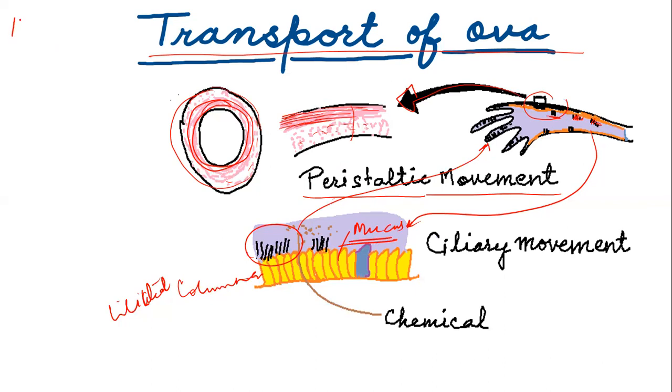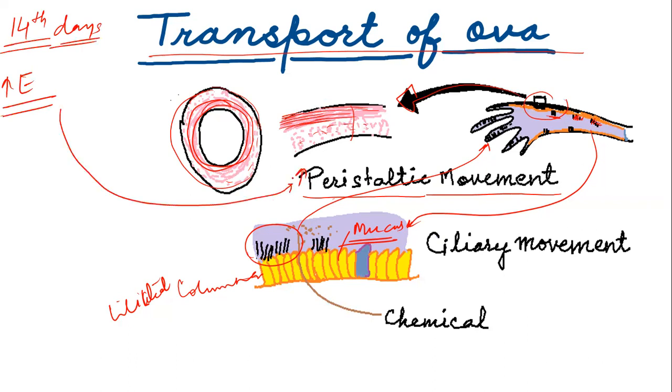Now, ova is released on the 14th day of the menstrual cycle, and around this time there is a high level of estrogen. Because of this high estrogen, the peristaltic movement increases, and because of this increased peristaltic movement, the fimbria become more active. Because of that, the releasing ova is easily picked up by the fimbria. The second thing is, under the influence of estrogen, there is increased secretion in the fallopian tube.